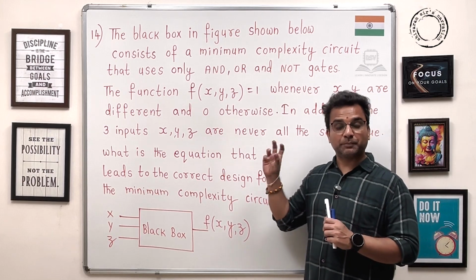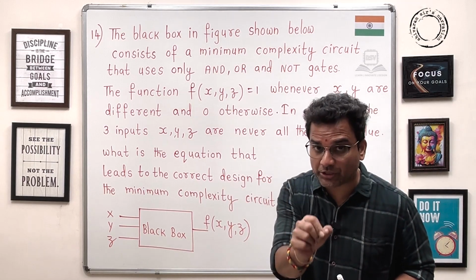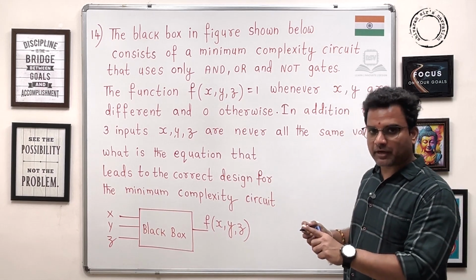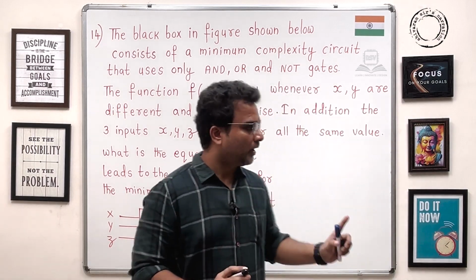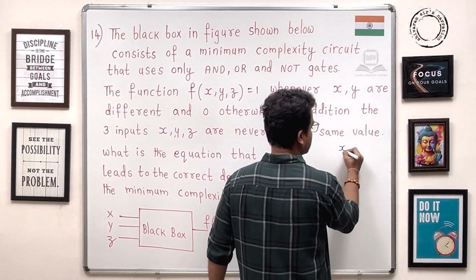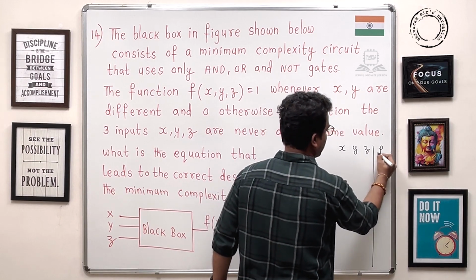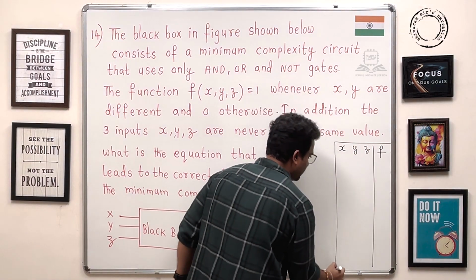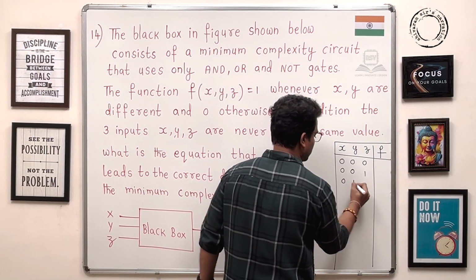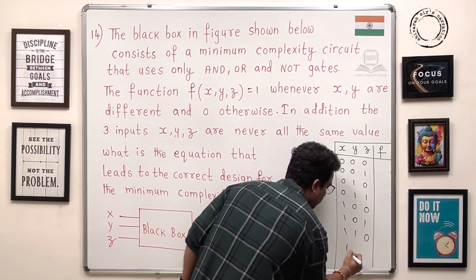So, as per the design requirement, you need to determine the truth table. This is a crucial step in the question. Remember, everybody, as per the requirement, if you determine the truth table, how does it look? There are 3 variables, therefore x, y, z, and this is the function. Here we get 000, 001, 010, 011, 100, 101, 110, 111.